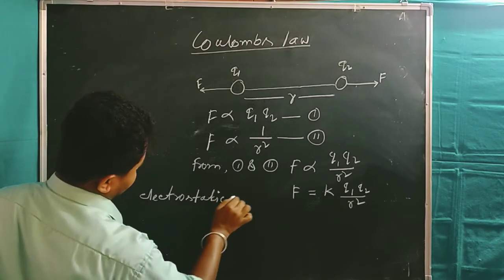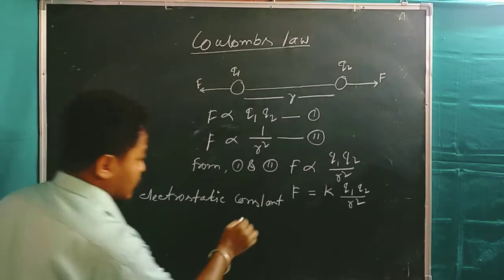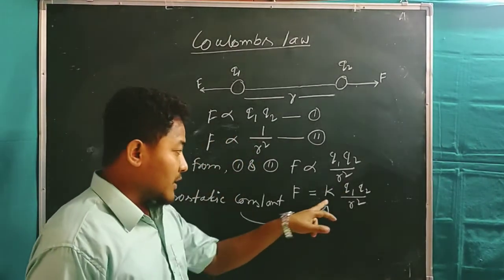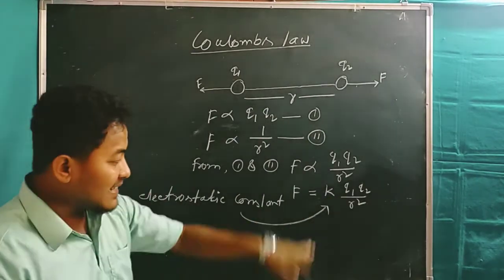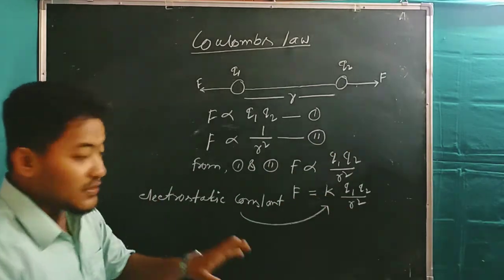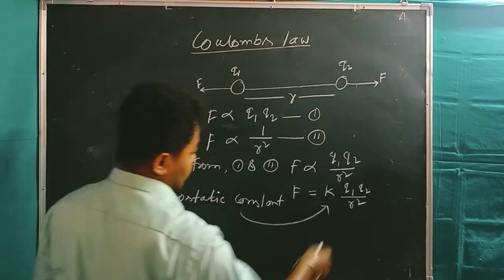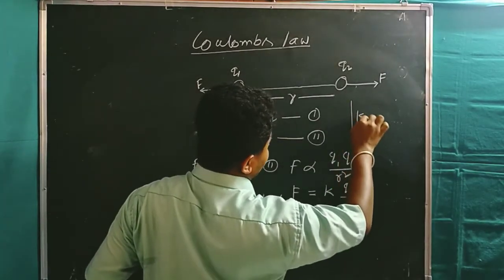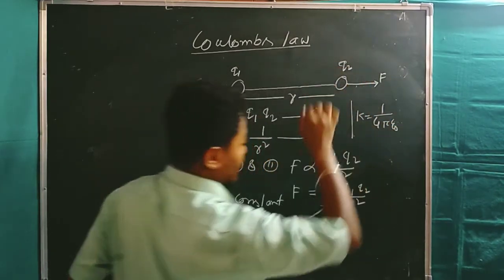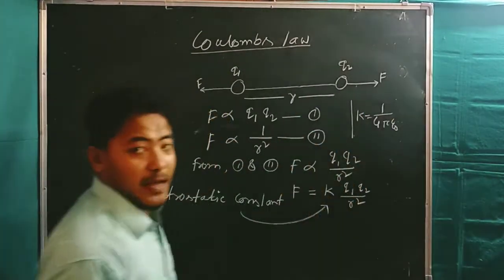Electrostatic constant. Electrostatic constant is this K. Understand? So F is equal to K Q1 Q2 by R square, and in here this K is going to be your electrostatic constant, and the value of K will be: K is equal to 1 by 4 pi epsilon naught.